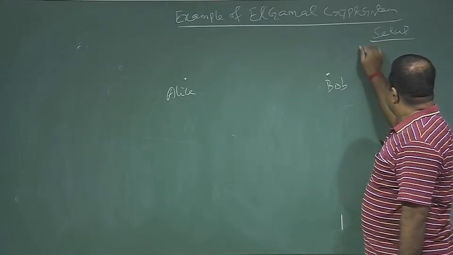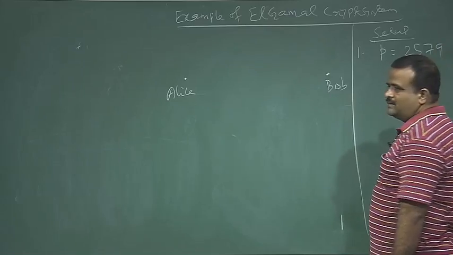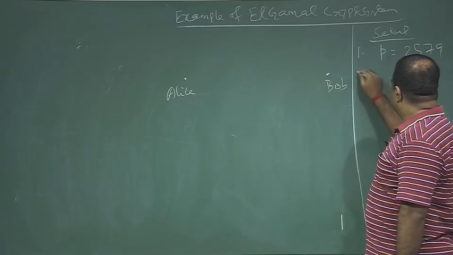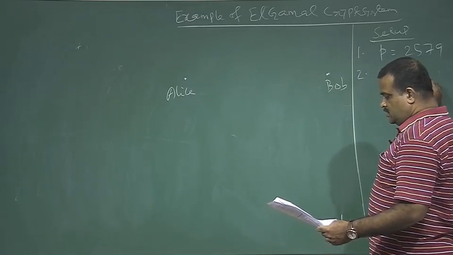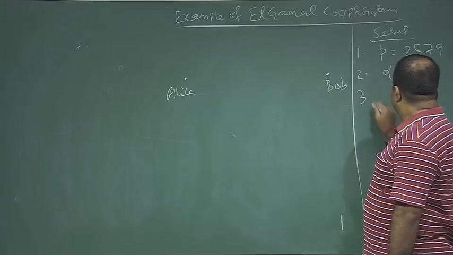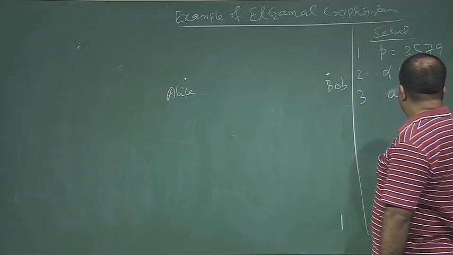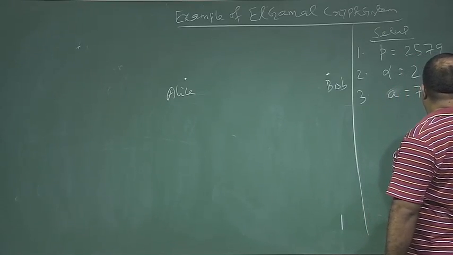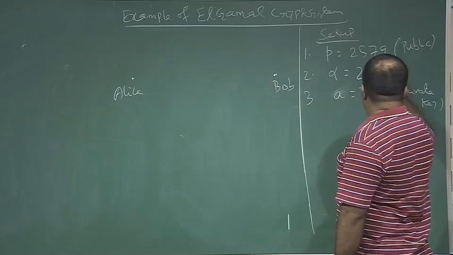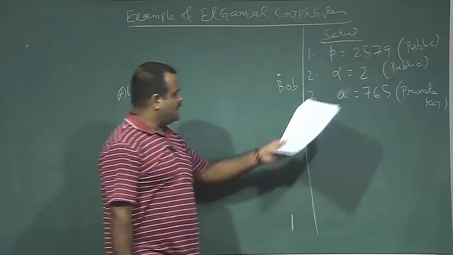So, we need to choose a prime. Let us choose a prime, say 2579, provided this discrete log problem is hard, but this is a very small prime. Anyway, this is an example. Now, we choose a generator or the primitive element. So, 2, we can check 2 generates the Zp star here. Now, Bob chooses secret A, which is the private key of Bob. So, this is public, this is also public, and A is private.